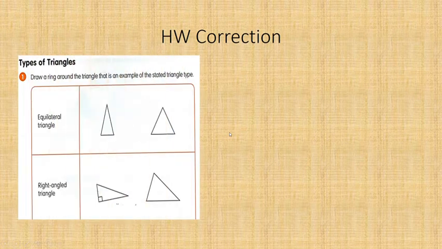Okay, let's have another question. Here, draw a ring around the triangle that is an example of the stated triangle type.